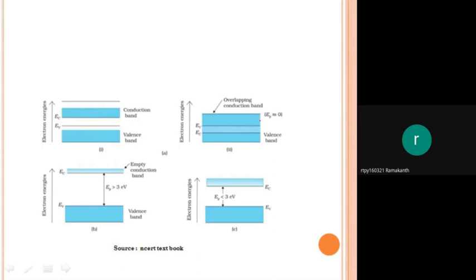In some conductors, the valency band and conduction band overlap. In some other conductors, there may be a gap, and the valency band is partially empty. It is partially filled and partially empty. Okay, and there is a gap. These two types of energy band structure will be there in a conductor.